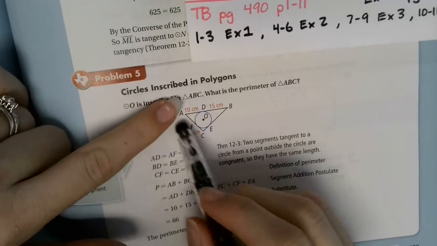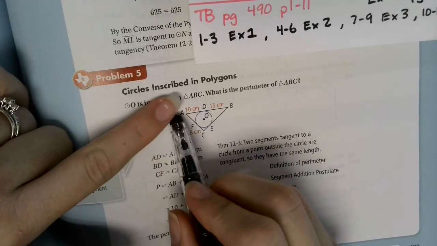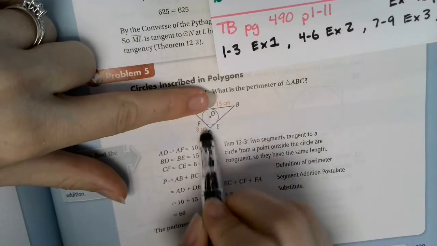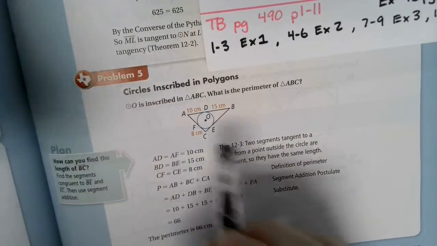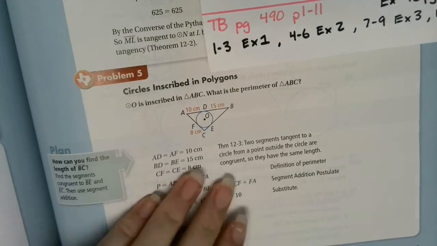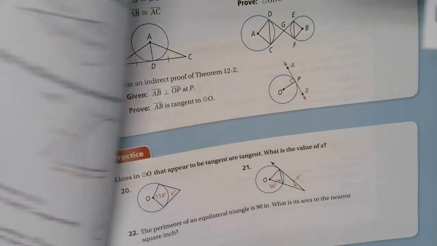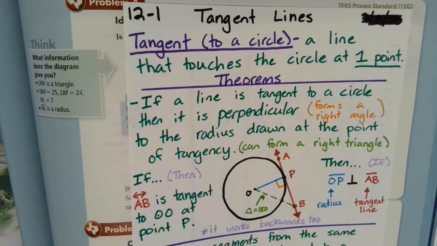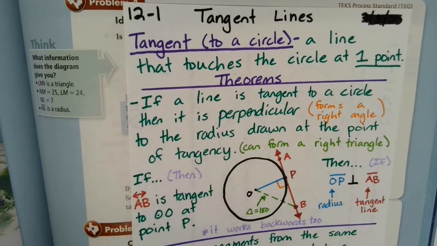Now, if it gave us that this whole part was 18, and it didn't give us this 10, we could do 18 minus 8, that must be 10, so that must be 10. So you can use those tricks all the way around the circle. Let me double check. There's not another example. Nope. So that is what 12-1 tangent to a circle is all about.